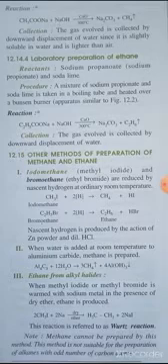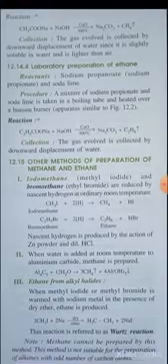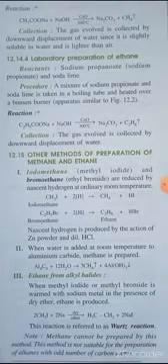So why is it said downward displacement of water? When this methane gas goes up, then the space will be occupied by methane gas. As a result, water falls down, water comes down. So it is called downward displacement of water.